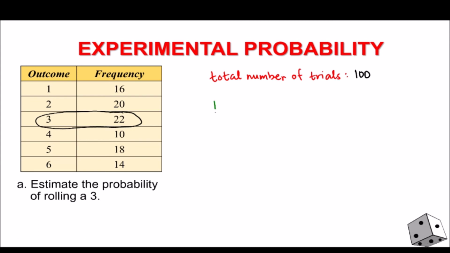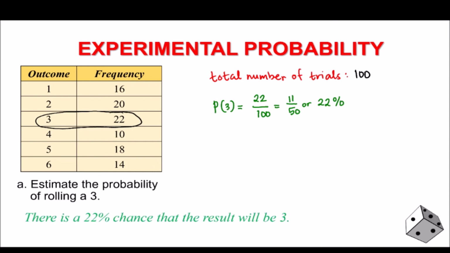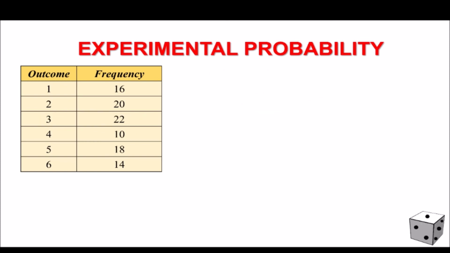So to estimate the probability of rolling a three, we will get its relative frequency. The probability of getting a three will be 22 over 100, or in simplest form, 11 over 50, or we can also write it as a percent, which is equivalent to 22%. After we compute the probability, we need to write the conclusion. So we can say that there is a 22% chance that the result will be 3. Okay, next problem.